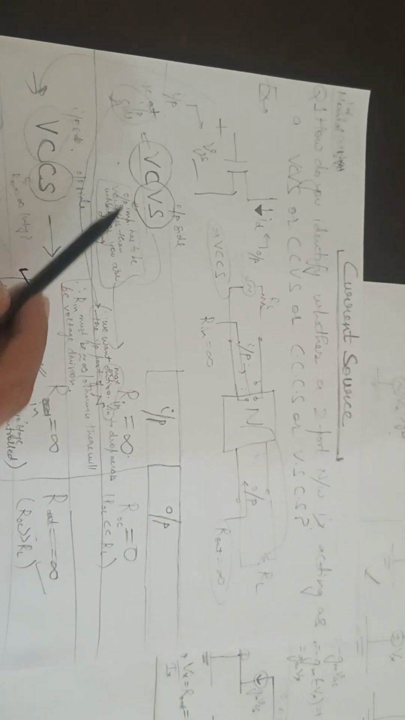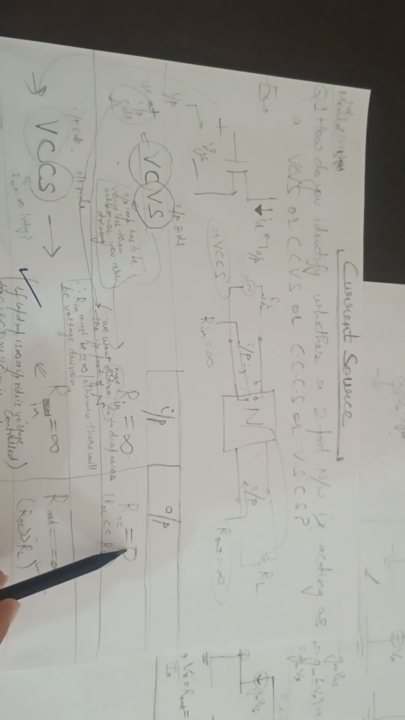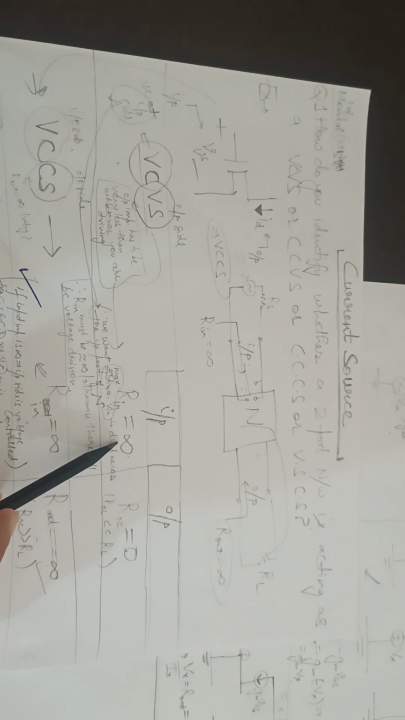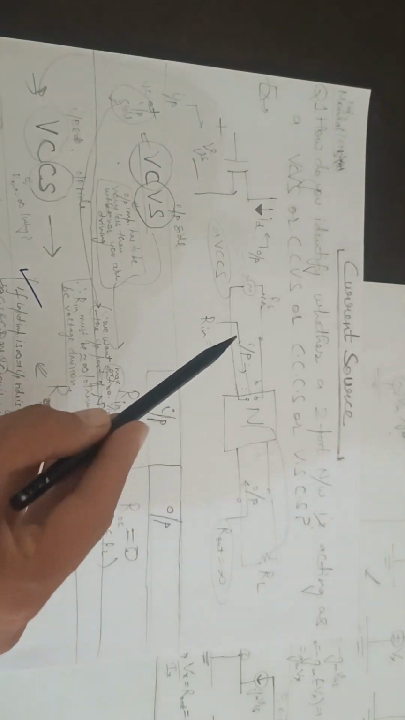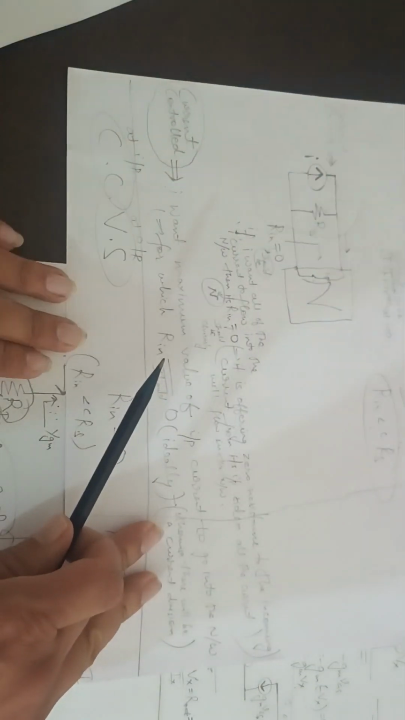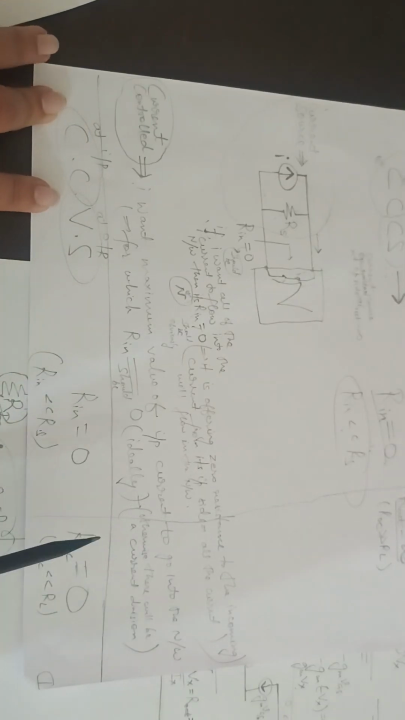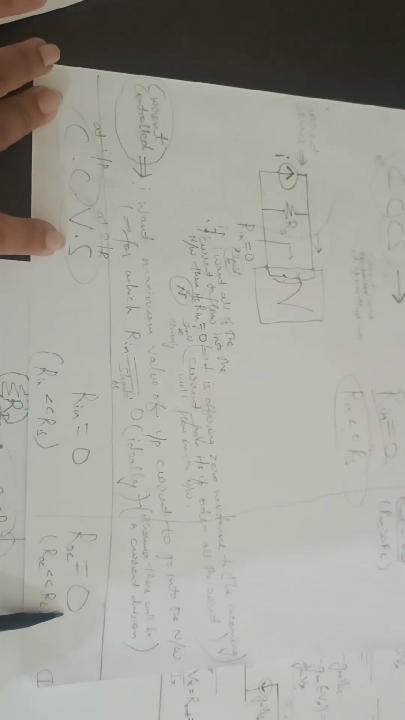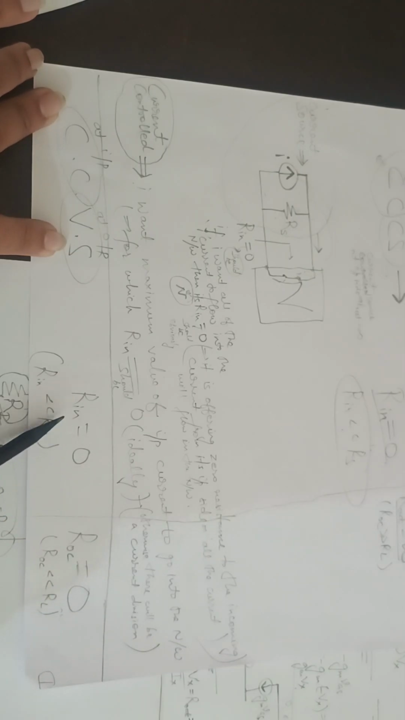And for a voltage controlled voltage source, Rout is 0, because it is a voltage source on the output side, so Rout has to be 0. And voltage control on the input side means Rin has to be infinite, so that maximum voltage can drop across the input side. Similarly, there are two more cases. Current controlled voltage source means Rout has to be 0, because it is a voltage source on the output side, and current control on the input side means Rin has to be 0, so that maximum current can go into the network.